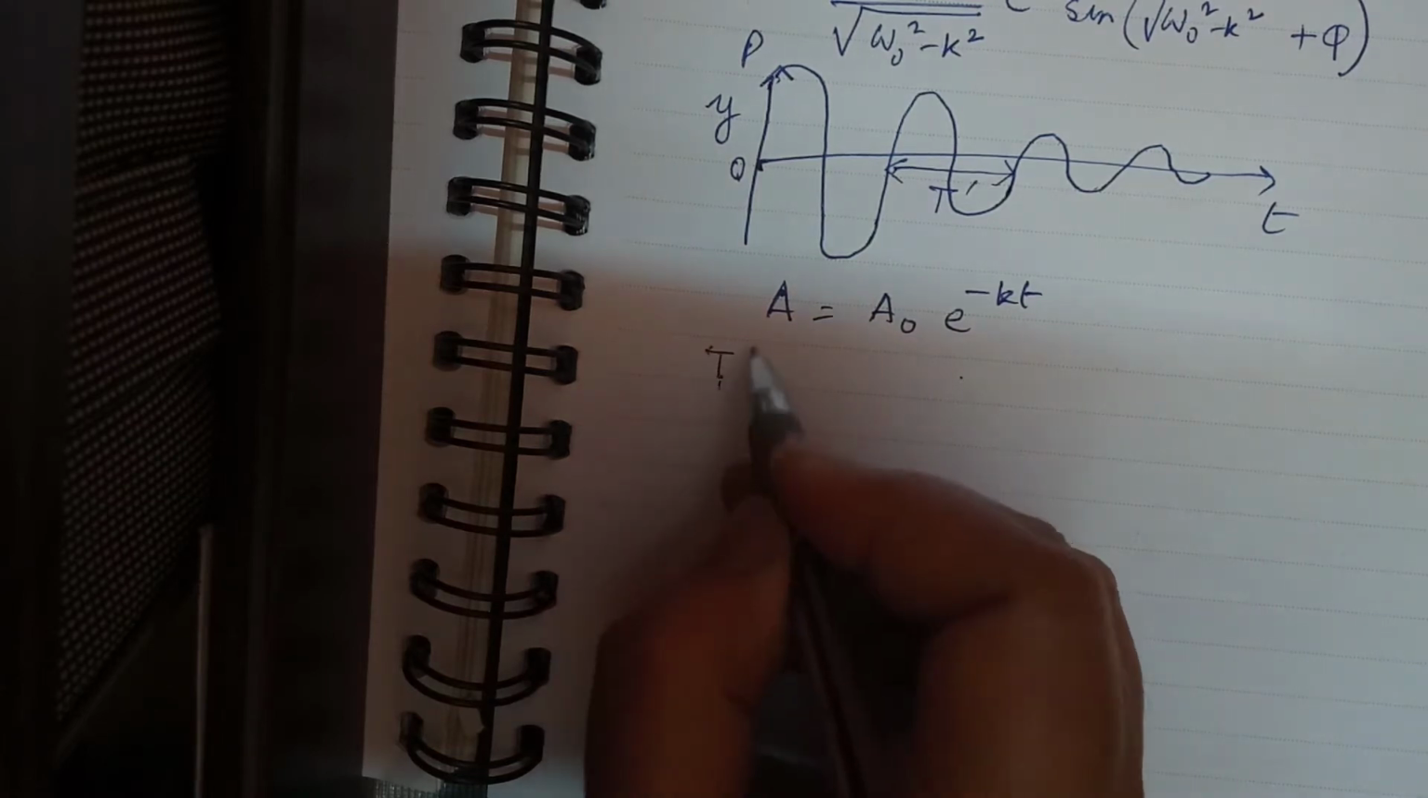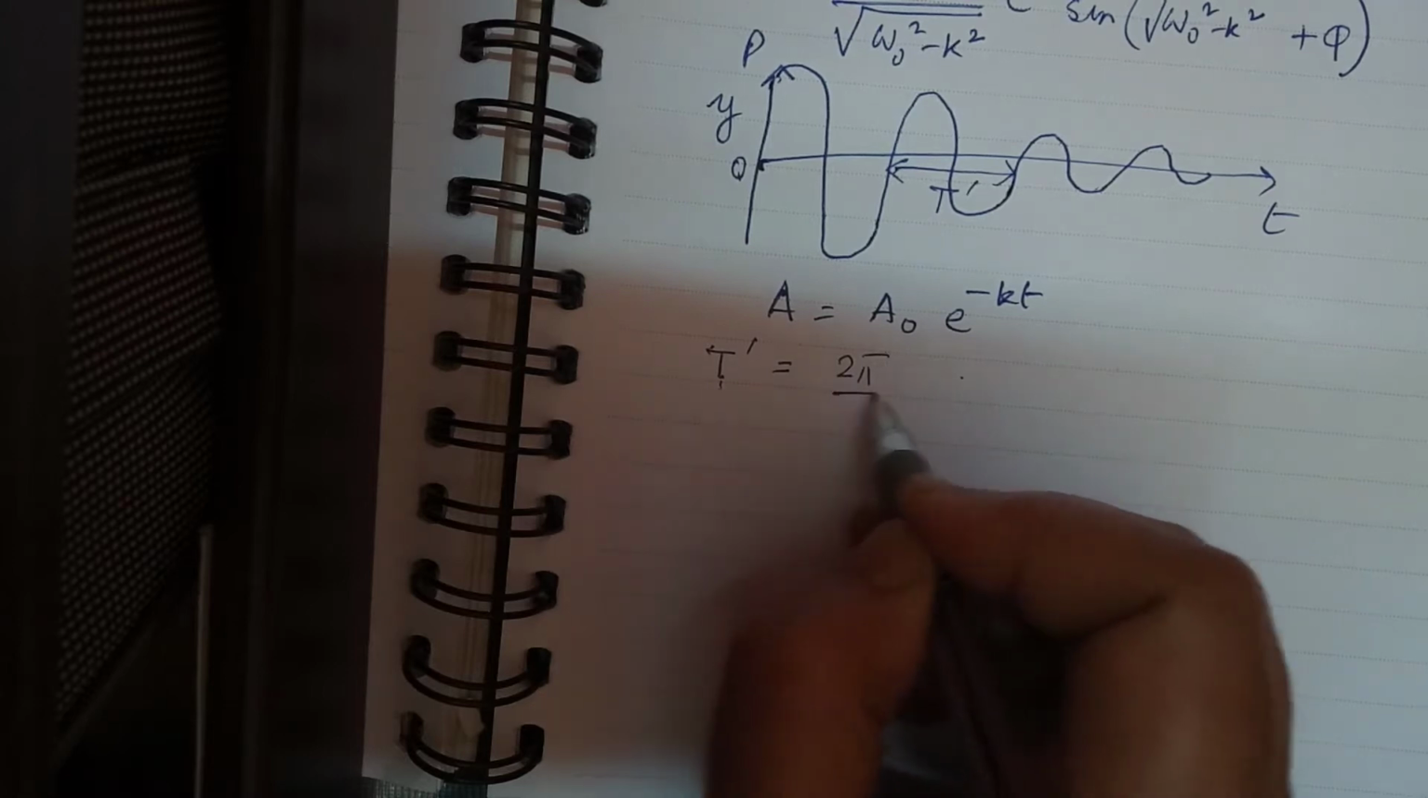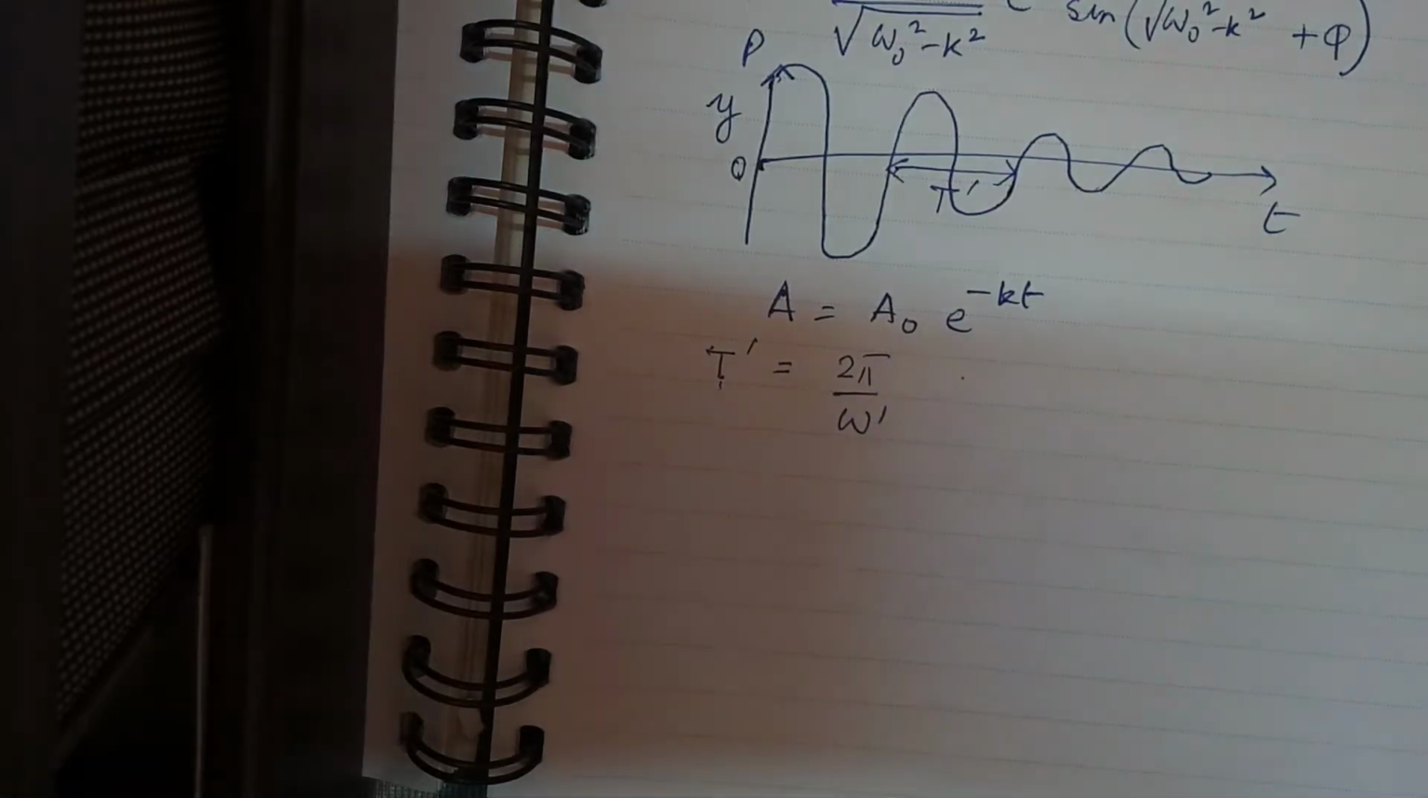T prime will be equal to 2 pi by omega prime, isn't it? So that is your T prime, 2 pi by omega prime. So 2 pi by omega prime is equal to 2 pi by square root of omega 0 square minus k square.